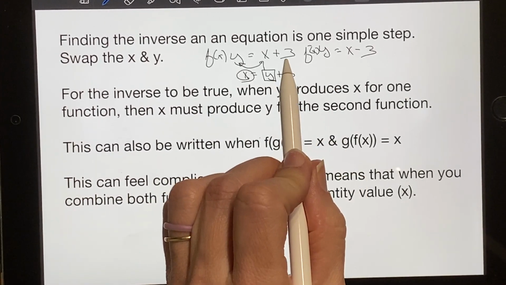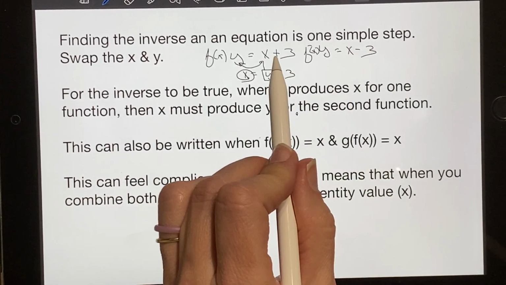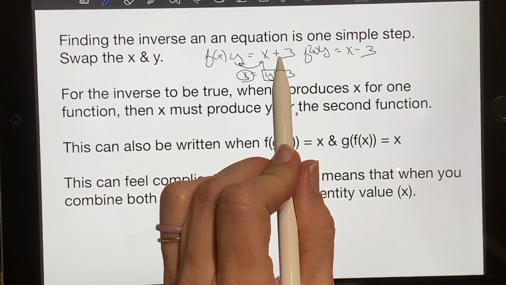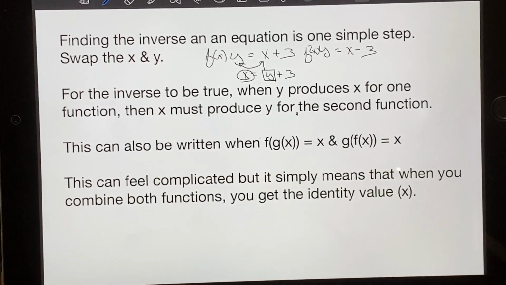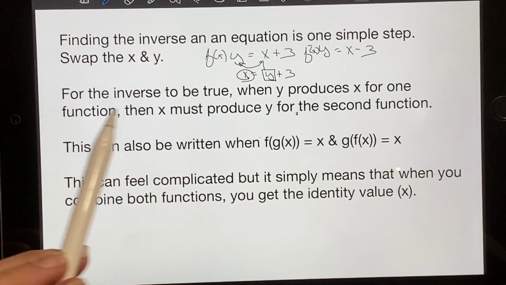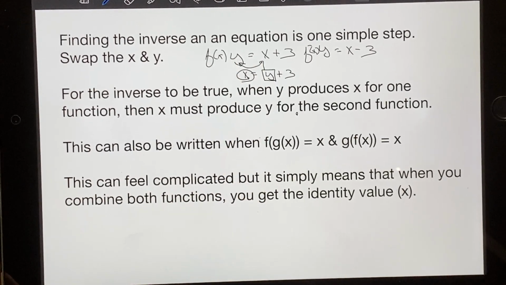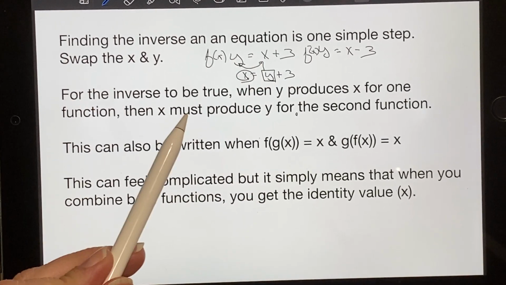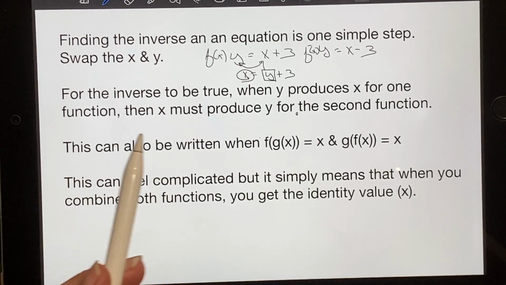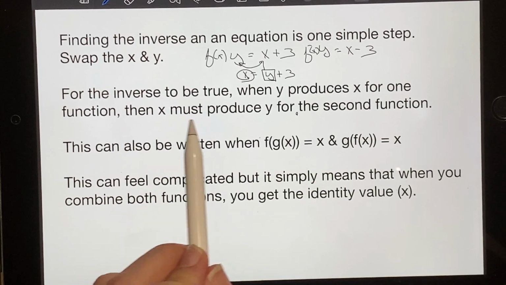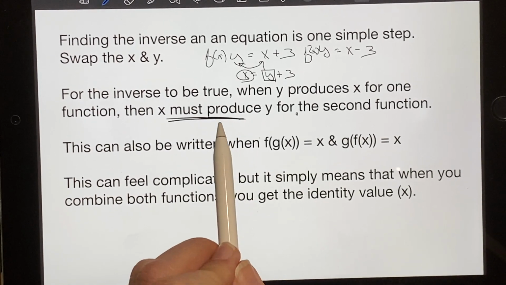And this one looks easy because all we did was turn our constant negative. It doesn't always work that way, but that's what we do. We're just going to switch our x and y. And so for the inverse to be true when we're talking about functions, remember what did we say? It must produce the identity.